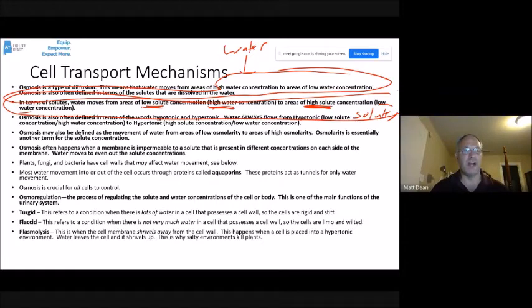Osmosis can also be defined, though, as movement of water from areas of low osmolarity to areas of high osmolarity. That essentially means low solute concentration to high solute concentration.